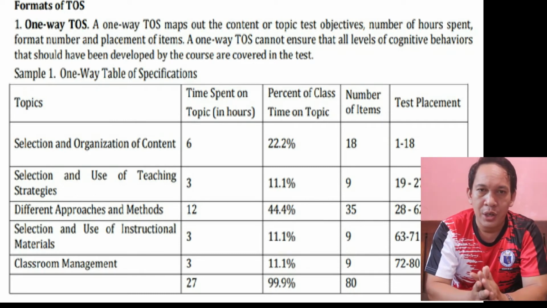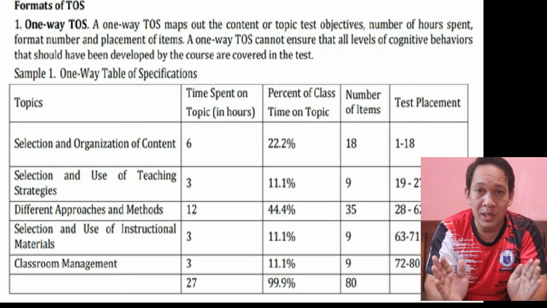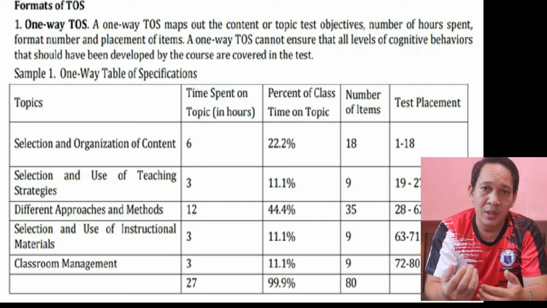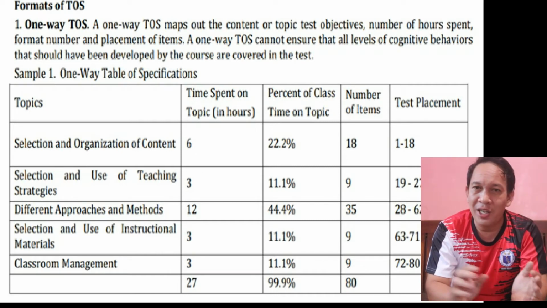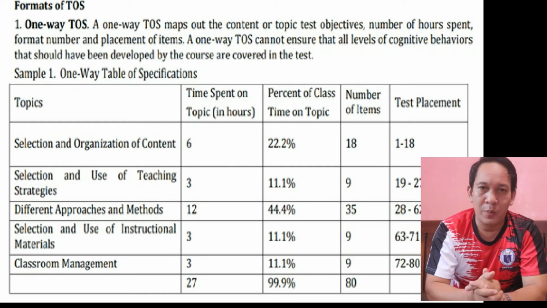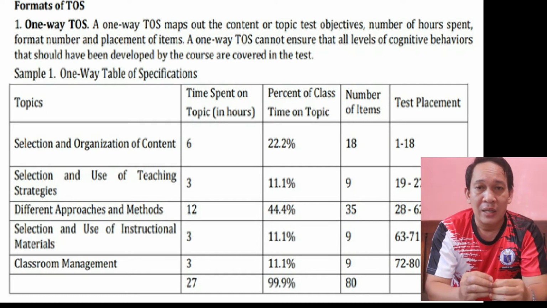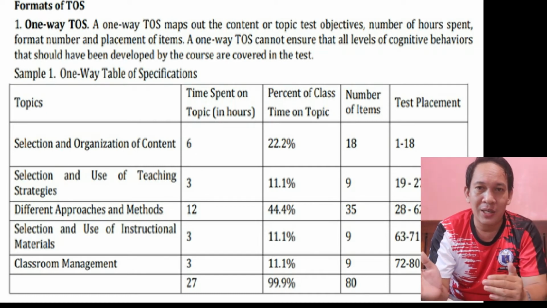The example on selection and organization of the content, the test placement is 1 to 18. But it doesn't matter, you can spread the items. You can put 1 to 5, then another question will be on 60 to 65. It depends on you. But for test placement, so that you won't get confused, 1 to 18 here, then the following numbers just continue in sequence. So it's up to you to decide your table of specification. But it doesn't matter, as long as the numbers follow your test questions.